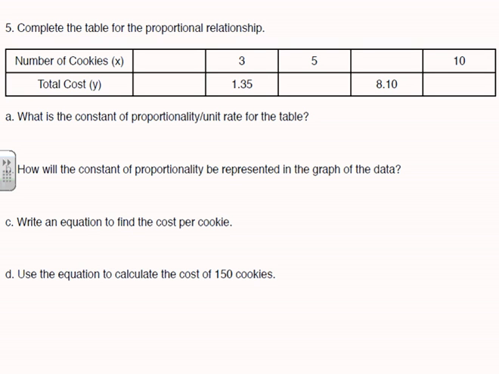All right, number 5, complete the table for the proportional relationship, and then we need to answer the questions. Right now I have a rate. This one tells me that it costs $1.35 for 3 cookies. It's always a good idea to find your unit rate, so I'm going to find out how much it is for 1 cookie. So in order to do that, I need to divide by 3 in the numerator and the denominator.